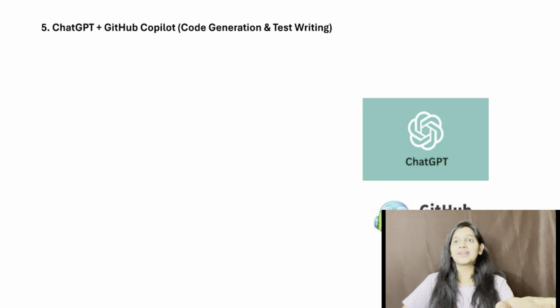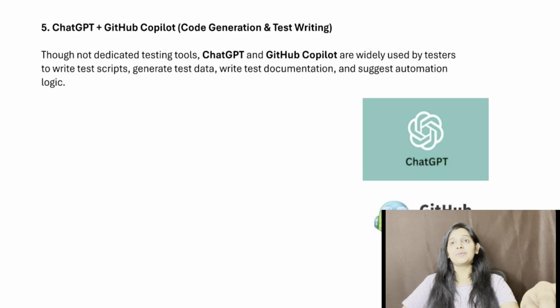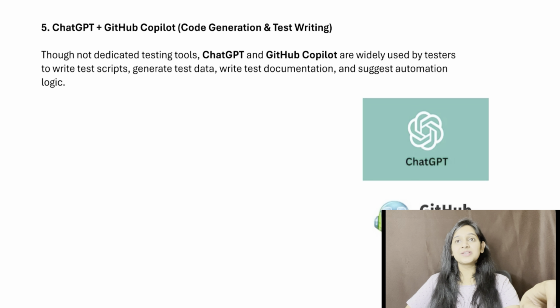Now the final one, the last one, which is ChatGPT with GitHub Copilot. It is not a specific tool, but it requires integration for code generation. One will help in the code generation, and together it will give you the code as well as write the test. Though it is not a dedicated testing tool, ChatGPT and GitHub Copilot are widely used by testers to write test scripts, generate test data, write test documentation, and suggest automation logic.